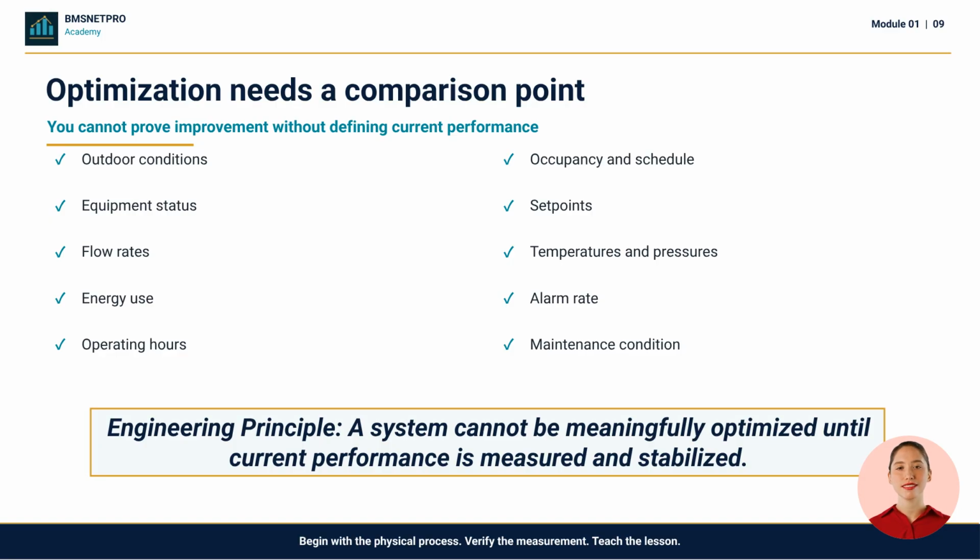Before modifying a static pressure reset, record fan speed, duct pressure, terminal damper positions, complaints, and energy use. After the change, evaluate the same measures. Without a baseline, improvement becomes a story. With a baseline, improvement becomes evidence.